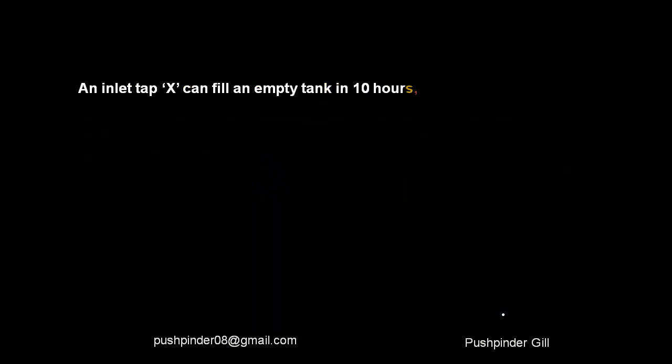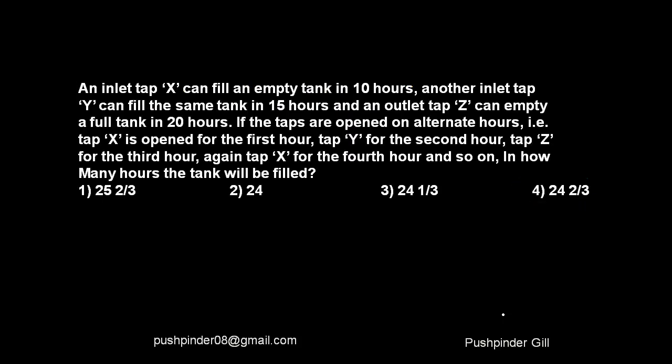Let's see one more question over here. An inlet tap X can fill an empty tank in 10 hours. Another inlet tap Y can fill the same tank in 15 hours. And there is an outlet tap Z which can empty the tank in 20 hours. If taps are opened on alternate hours, that is X is open first, Y is open second, and Z is open third, how many hours is going to be taken? So this question is a little bit different because there is an outlet tap, right, which empties the tank.